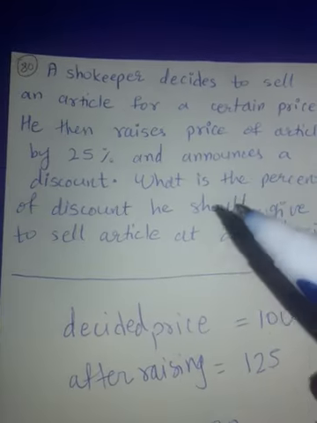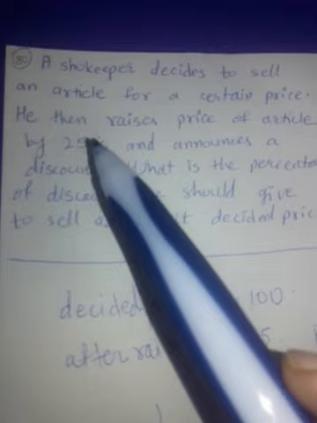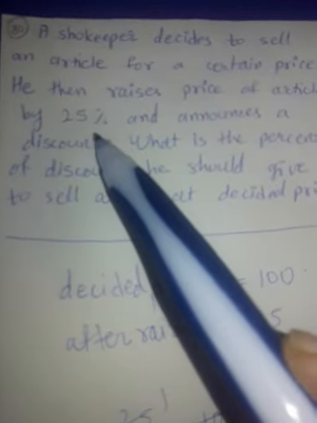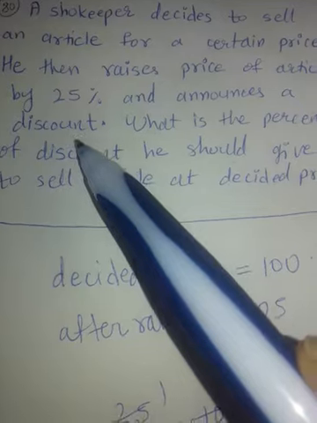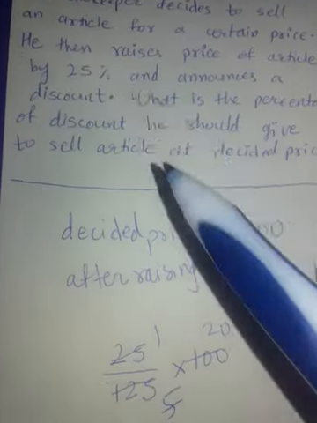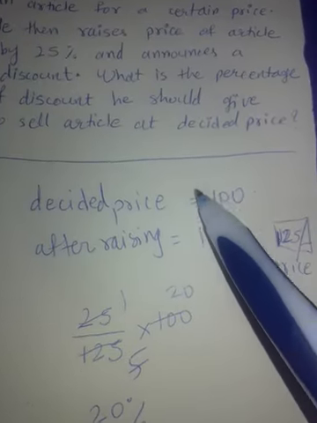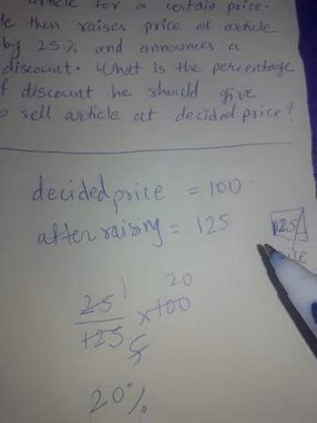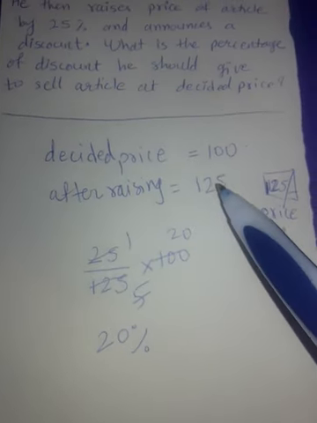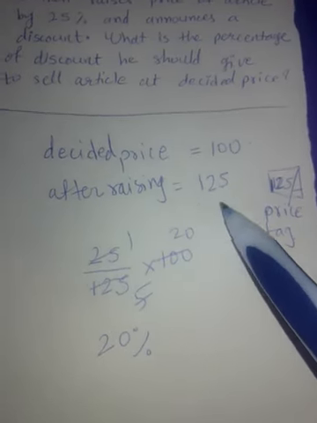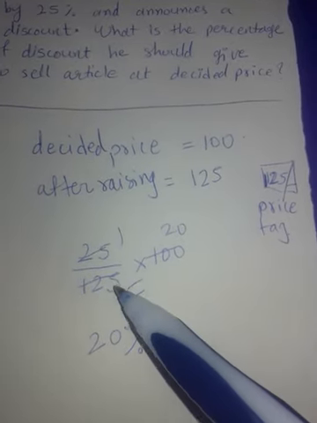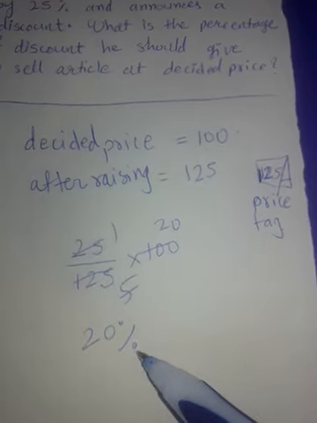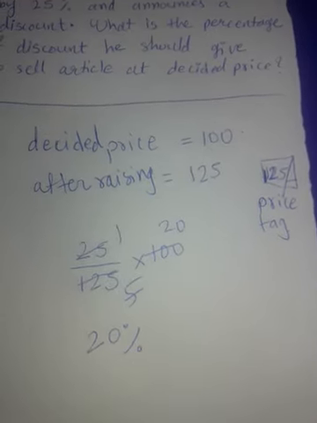So some students make this mistake. They think that since earlier it was raised by 25%, now he has to reduce by 25%. No. Earlier he raised that 25% on 100, but now he has to reduce on 125. The base is changed. Now the 25 will be reduced on 125 and that becomes 20%.